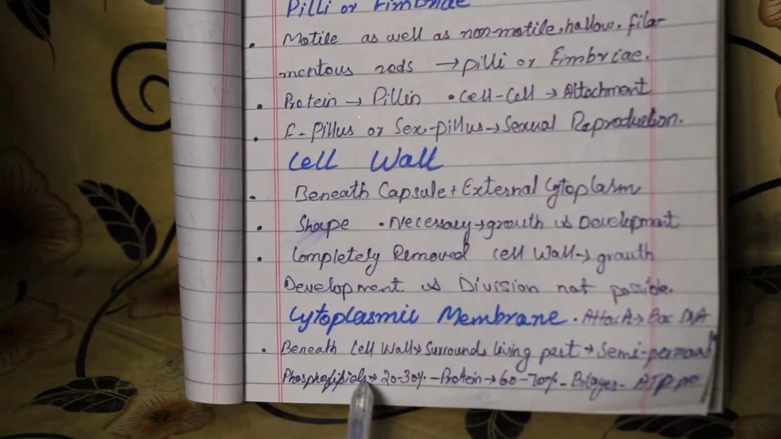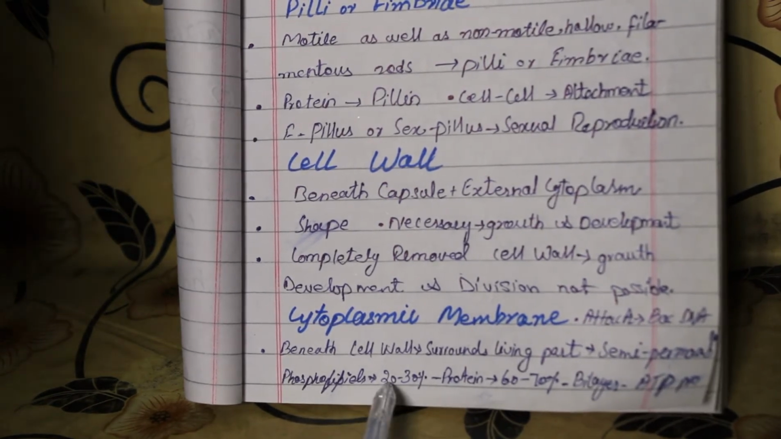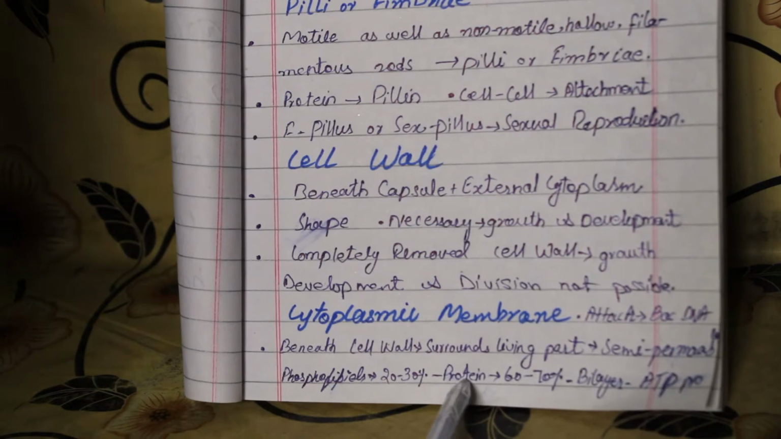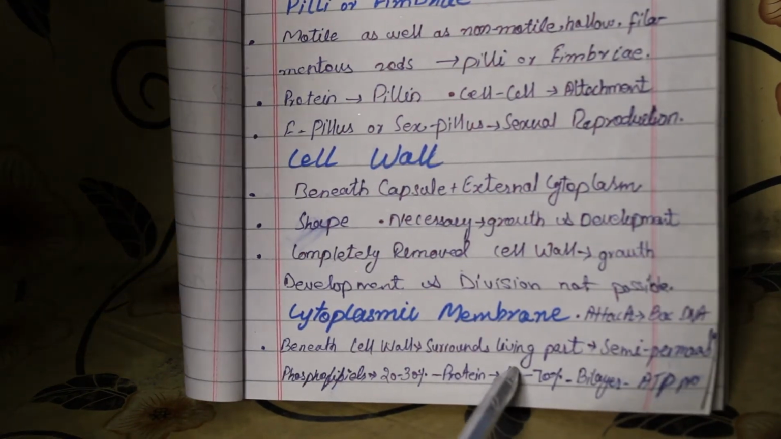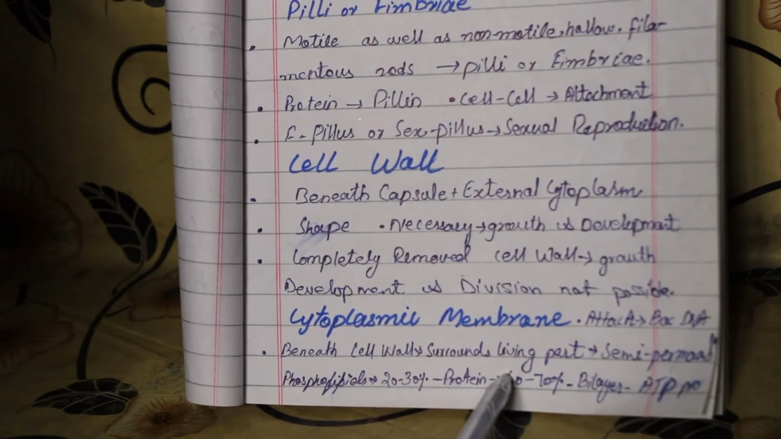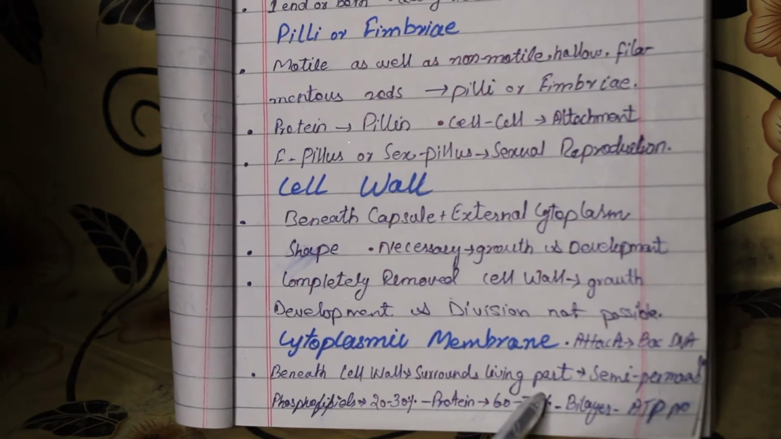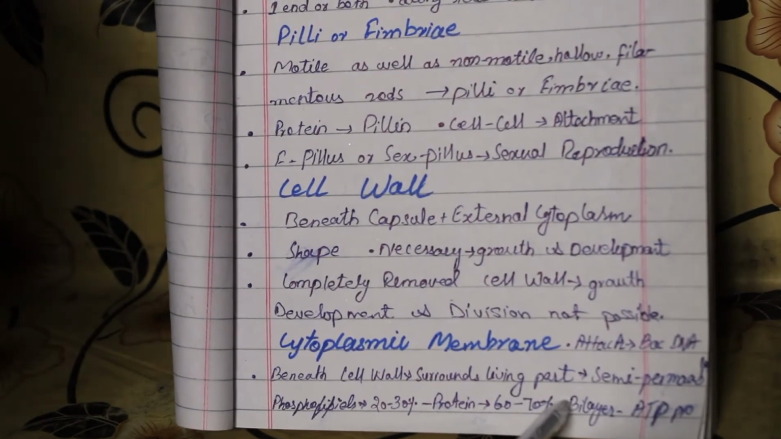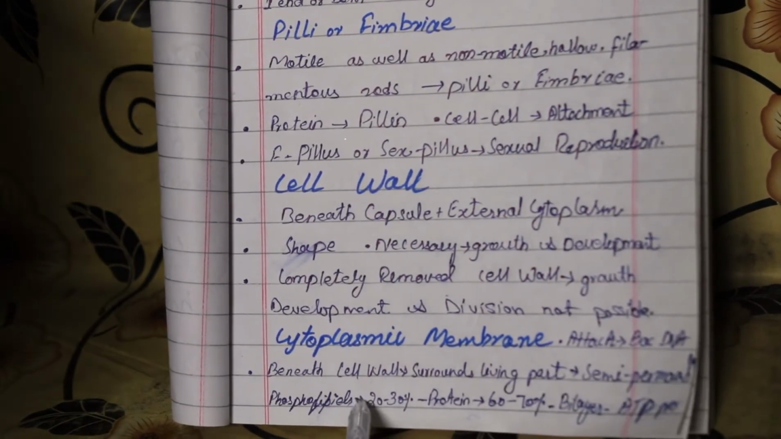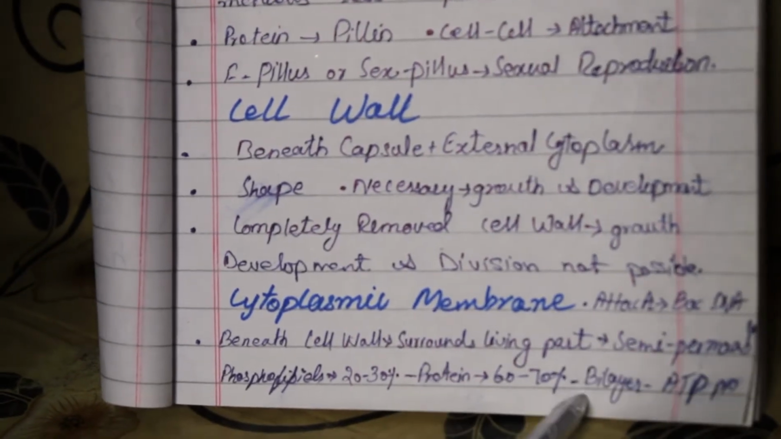And what are the components of the cytoplasmic membrane? It is phospholipids, which are 20 to 30%, and proteins, which are 60 to 70%. And what is the model of the membrane? It is the common model, which is found from bacteria to the modern multicellular organism, that is the bilayer. So it is a bilayer structure in which there are two layers of phospholipids, and in which the protein components are embedded.